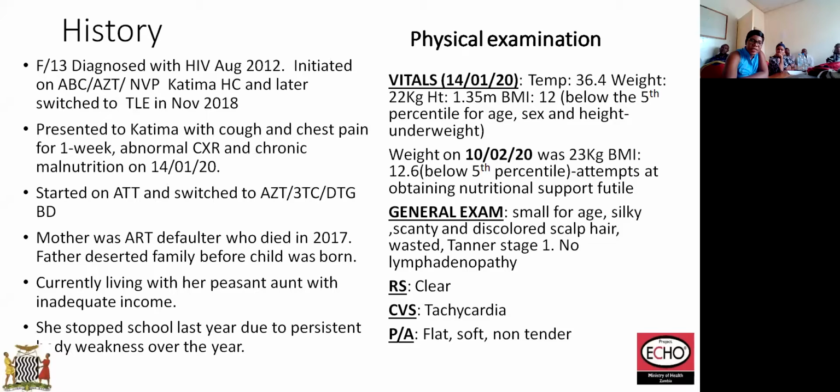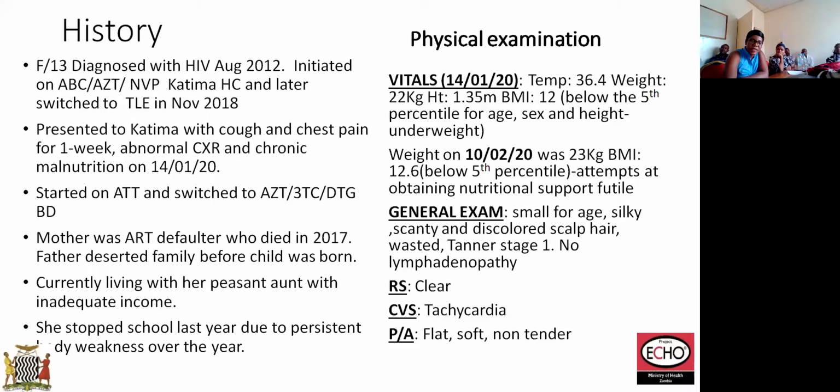Presented to Katima with a cough, chest pains for 1 week, abnormal X-ray, and chronic malnutrition on the 14th of January 2020. Started on ATT and switched to AZT, 3TC, and DTG, which is BD. Mother was on ART, defaulted, and died in 2017. Father deserted the family before the child was even born. She's currently living with the aunt, who is a peasant farmer, with inadequate income. She stopped school last year due to persistent body weakness over a year.